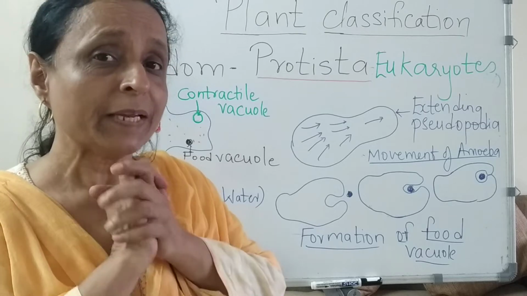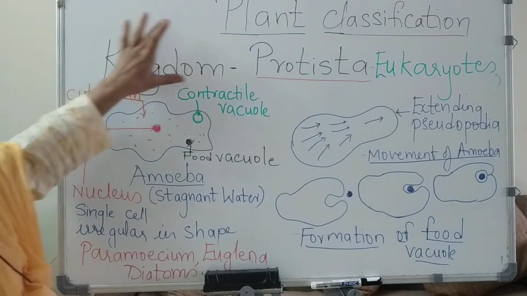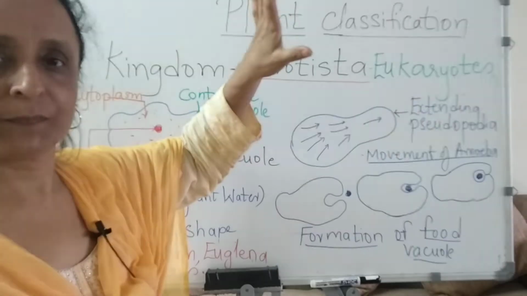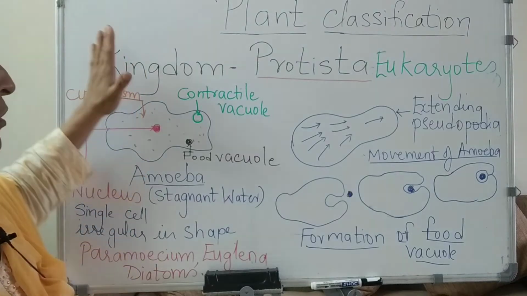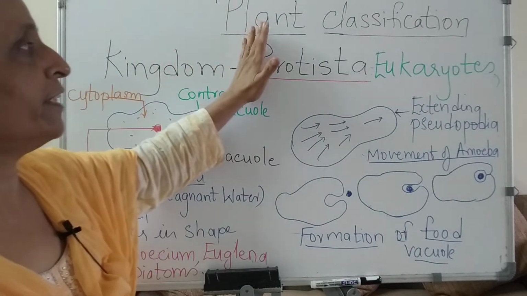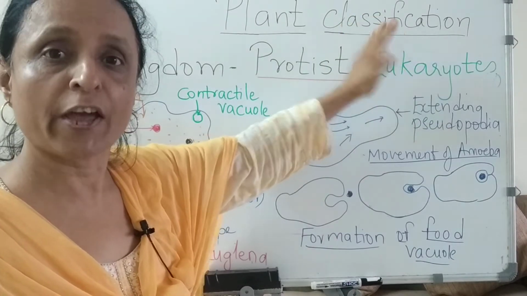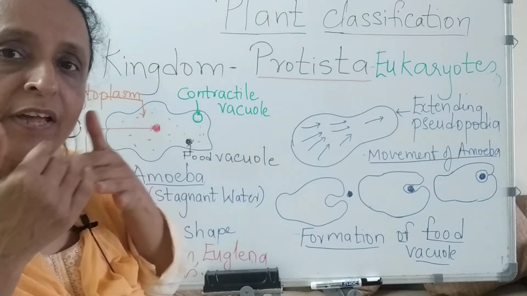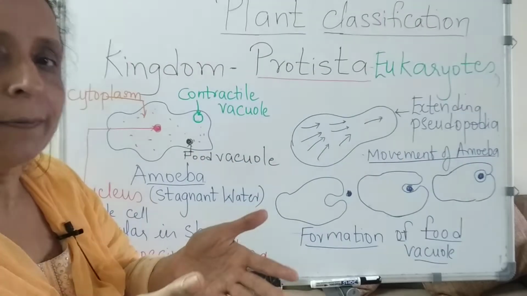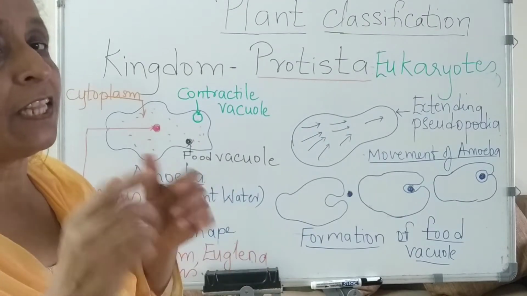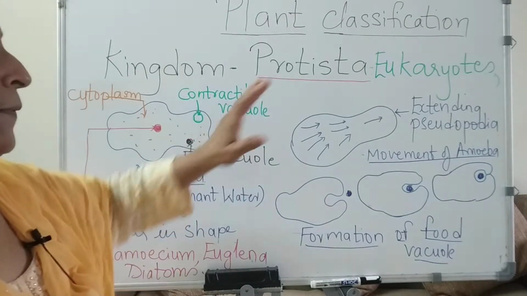Now, in plant classification, we will be doing kingdom Protista. We are doing 5 kingdom classification. So, second kingdom is Protista. These are eukaryotes. Prokaryotes are less developed. Eukaryotes are better developed. They are either unicellular or multicellular.